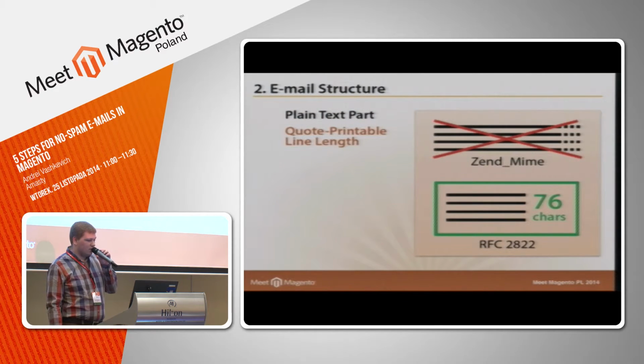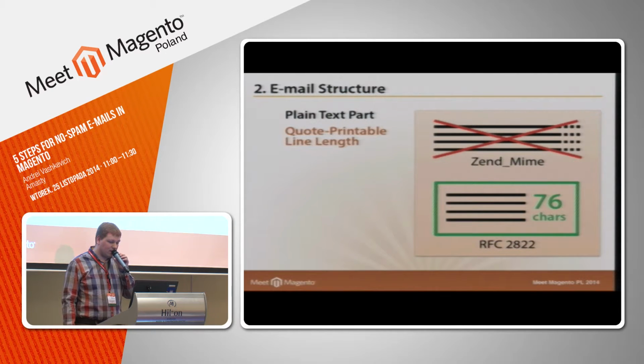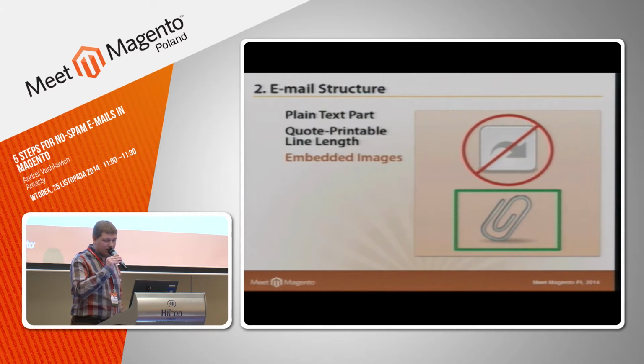Another issue in Magento is the quoted-printable line length. Quoted-printable is the encoding being used in emails. So in Magento, for some reason, the line length is set to 200. However, recommended by the specification is 76 characters. This can be easily changed by overriding the Zend Mime class. Also, based on the latest research of MailChimp, it's recommended not to link to remote images or resources in your email, but to embed them directly into your message. This also can help you to lower the spam score.